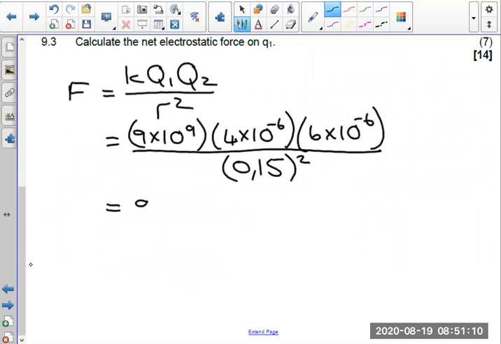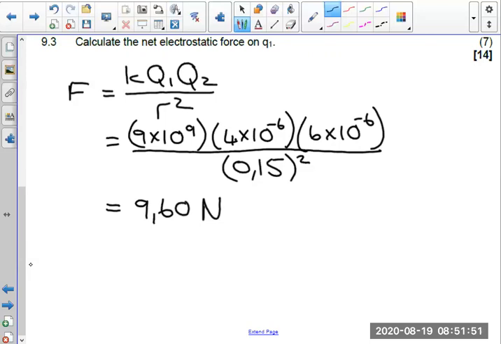Okay, now I just want to check quickly if it's 9.60 or it's just 9.6. So if we work it out, 9 times 10 to the power of 9 times 4 times 10 to the power of minus 6 times 6 times 10 to the power of minus 6, and then divide by 0.15 to the power of 2, we get an answer of 9.6, just as it is there on your calculator. But they say to a minimum of 2 decimal places, so put a 0 in. Okay, just in case, because that's the instruction on the information sheet.